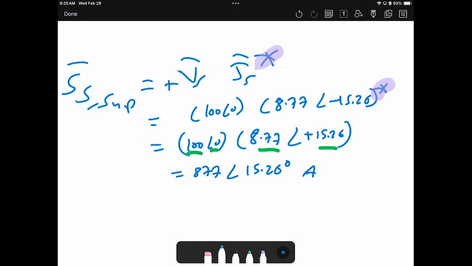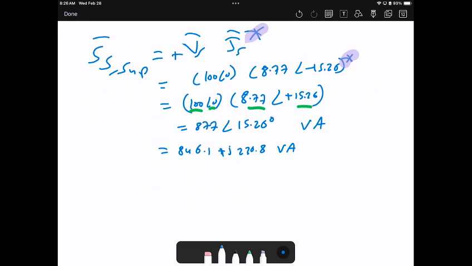Now, remember, the power must be written in rectangular coordinates. This one is in polar, so you need to use your calculator to convert it to rectangular, and again, the unit here is volt ampere. So it will be 846.1 plus j230.8 volt amperes. Okay? This is the first one. Now the second one, for element 1. The other elements are absorbing power, not supplying.